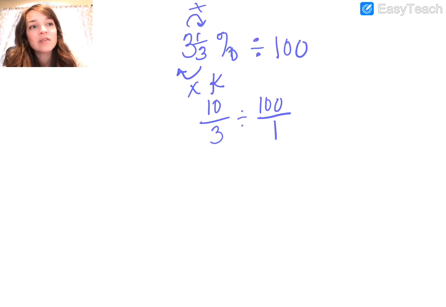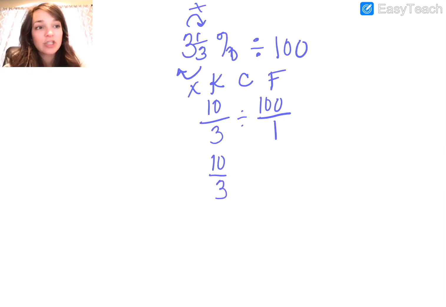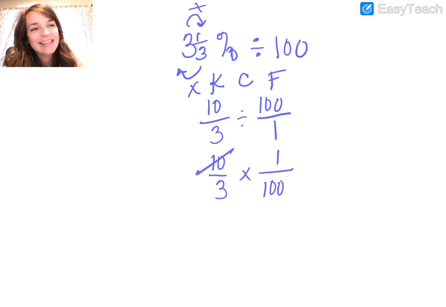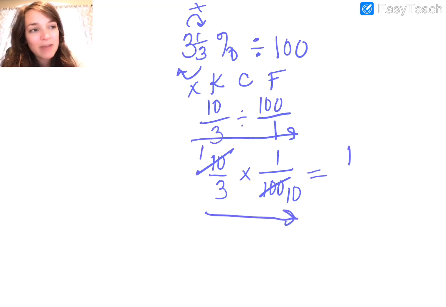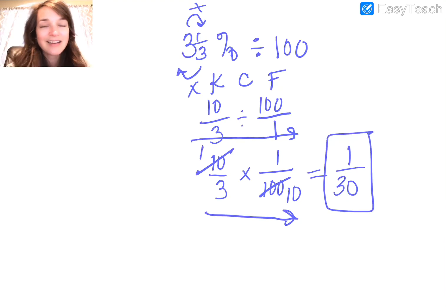Now we're going to keep, change, flip. So this will stay the same as 10 over 3, change to multiplication, and we will flip that second fraction into 1 over 100. Again, I know you're going crazy. Cross simplify. This will become 1, this will become 10. We multiply straight across the top, straight across the bottom, and we end up with 1 over 3 times 10, which is 30.